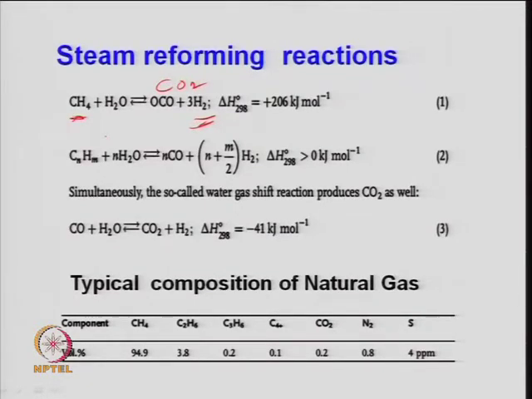So, CnHm, which may be any combination of paraffin, naphthenes and aromatics, reacts with some water molecules and gives you carbon monoxide and hydrogen, right. So, this is a kind of syngas production, and which can be reformed further. This syngas can be converted again by water gas shift reaction, which is shown here. So, you have carbon monoxide and water, and on reaction you get carbon dioxide and hydrogen, right.